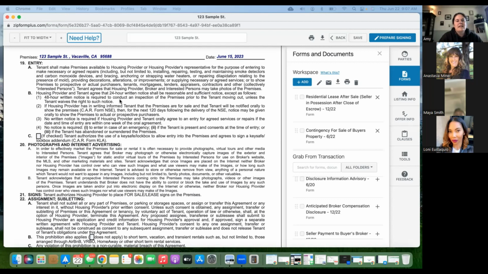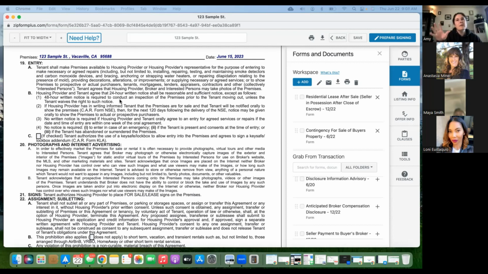if the date and time of entry are within 1 week of the oral agreement. And no notice is required to enter in case of emergency, if the tenant is present and consents at time of entry, or if the tenant has abandoned or surrendered the premises. If checked, the tenant authorizes the use of a key safe lockbox to allow entry into the premise and agrees to sign a key safe lockbox addendum, CAR form KLA.